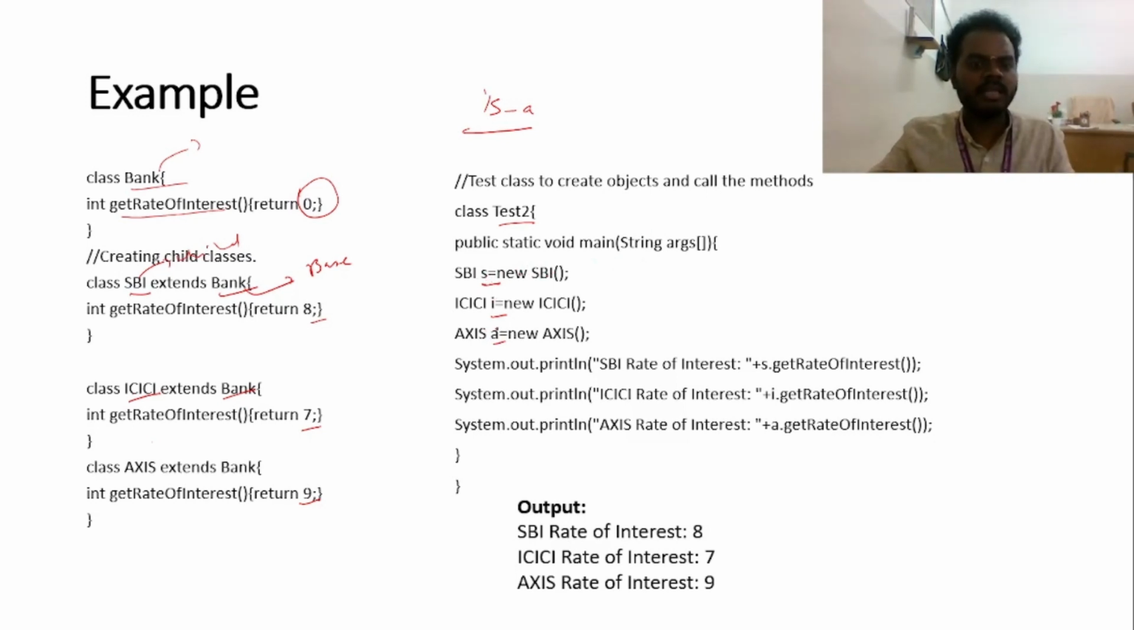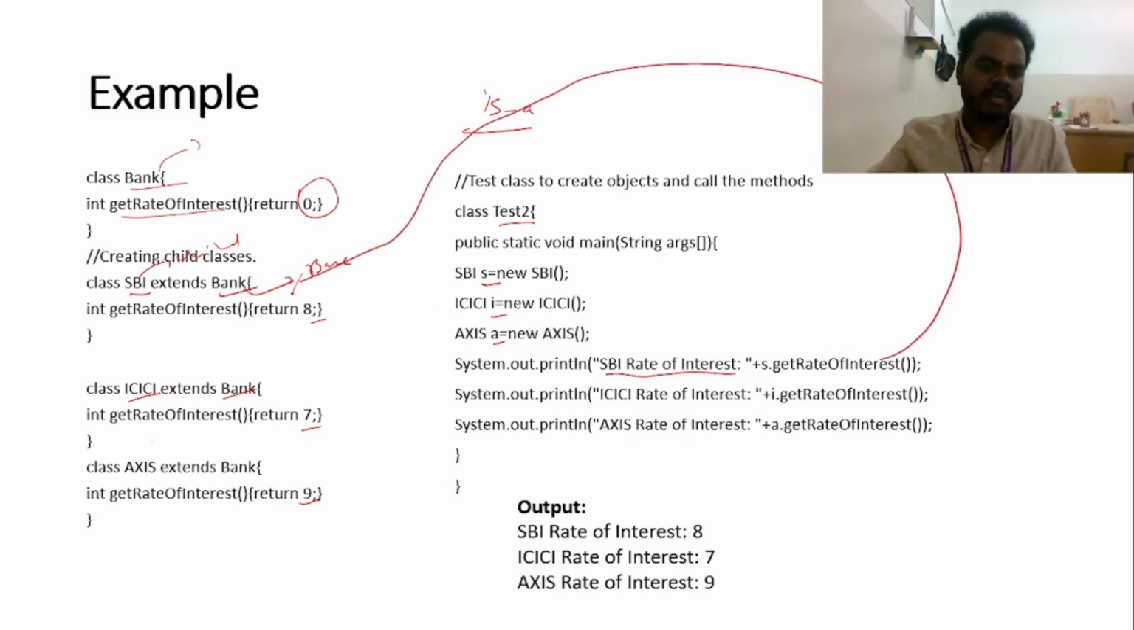Since S, I, A are objects, in my console window I'm going to use System.out.println to print the rate of interest for SBI. My SBI rate of interest is, so it will directly go and call the SBI rate of interest. What is the rate of interest for SBI? It is 8%. And the second line will call the ICICI Bank rate of interest. The rate of interest is 7%. And the next, Axis Bank rate of interest, it will directly go and call your Axis Bank rate of interest.